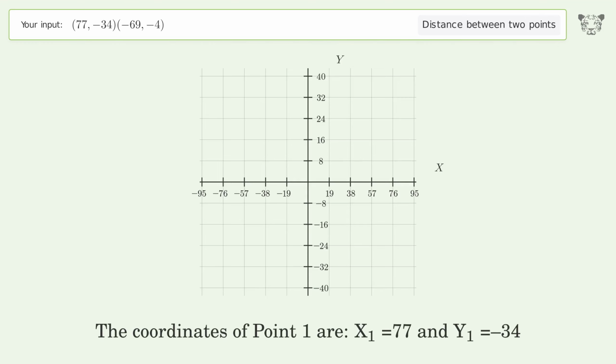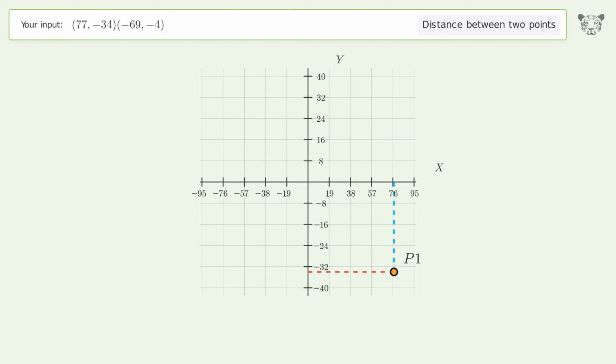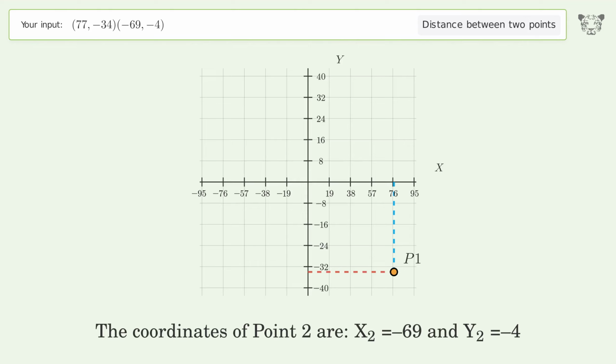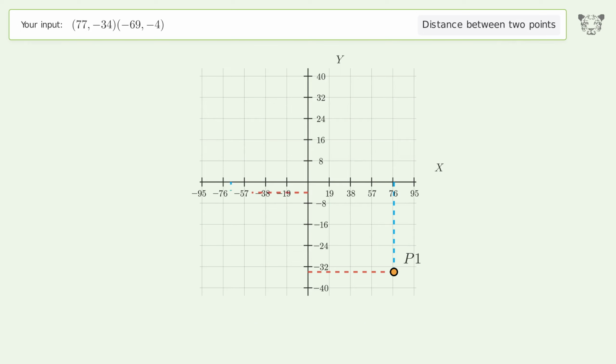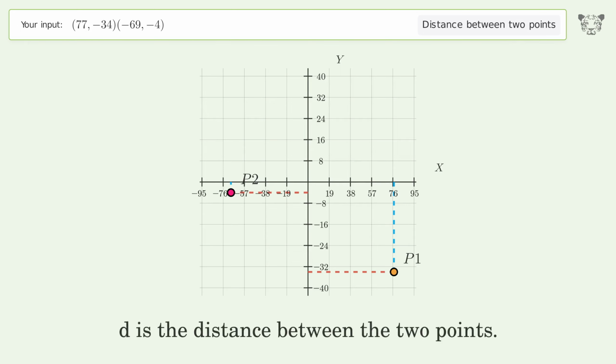The coordinates of point 1 are x1 equals 77 and y1 equals negative 34. The coordinates of point 2 are x2 equals negative 69 and y2 equals negative 4. D is the distance between the 2 points.